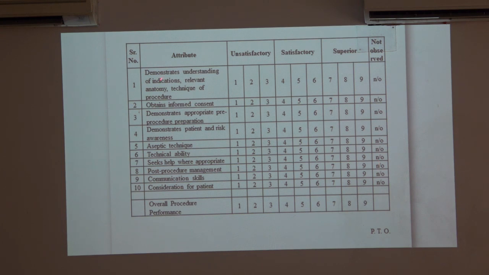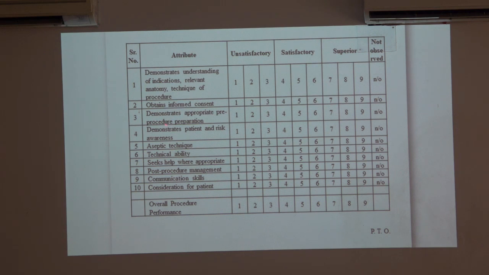So, relevant anatomy, consent, pre-procedure preparation, awareness, aseptic technique, technical ability, the actual performance of the skill, seeks help. If he thinks that he's trying to catheterize and he's not able, then he actually stops and tells someone, please come and help. Post-procedure management, communication skills and consideration for patient. So, patient care is needed, so that should always be there. And this is the overall procedure performance. The DOPS form as well is subject to whatever changes the department thinks.